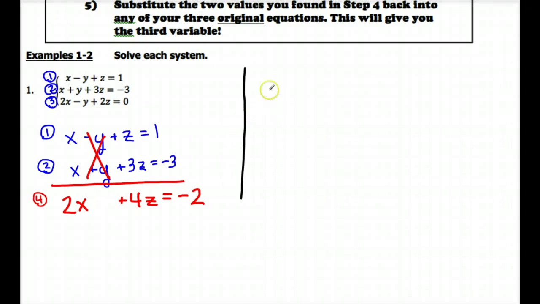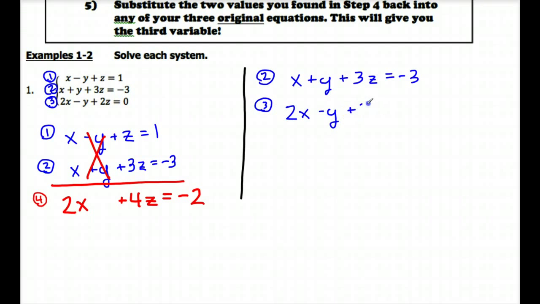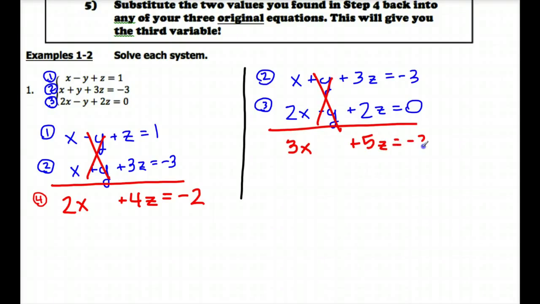So now I'm going to take equation 2, x plus y plus 3z equals negative 3, and equation 3, 2x minus y plus 2z equals 0, and do elimination again on those two equations. So my y's again will cancel. This time I get 3x plus 5z equals negative 3. And I'm going to call this equation 5.